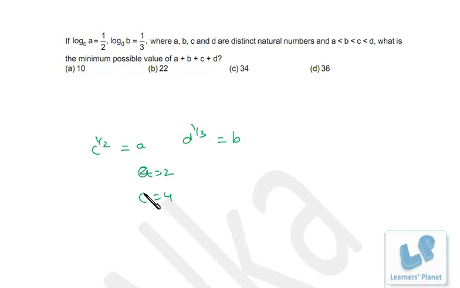So if b is 3, d will be 27, since the cube root of 27 is 3. So d is 27. So these are the minimum possible values of a, b, c and d if they are natural numbers, right? So what is a plus b plus c plus d? It is 2 plus 3 plus 4 plus 27, that's 36. As simple as that. Okay.